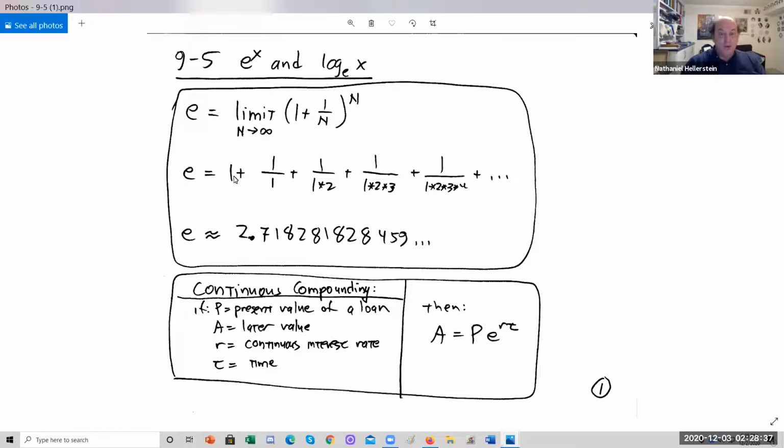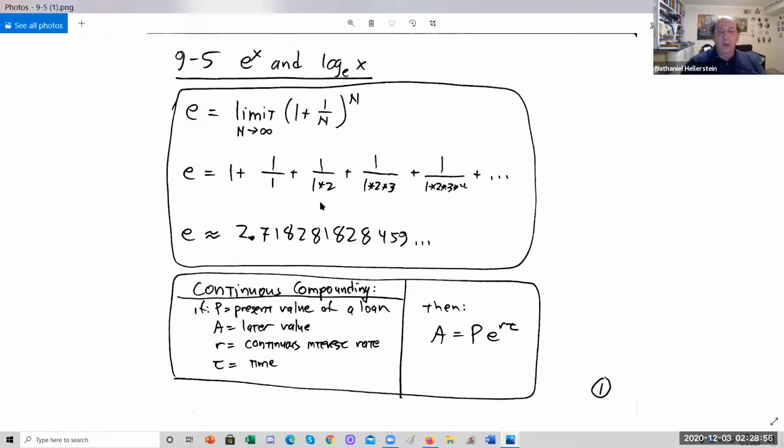It has this very interesting formula. It equals 1 plus 1 over 1 plus 1 over 1 times 2 plus 1 over 1 times 2 times 3 plus 1 over 1 times 2 times 3 times 4 plus, and so on like that forever. This is called an infinite series. It converges quite quickly to this value.